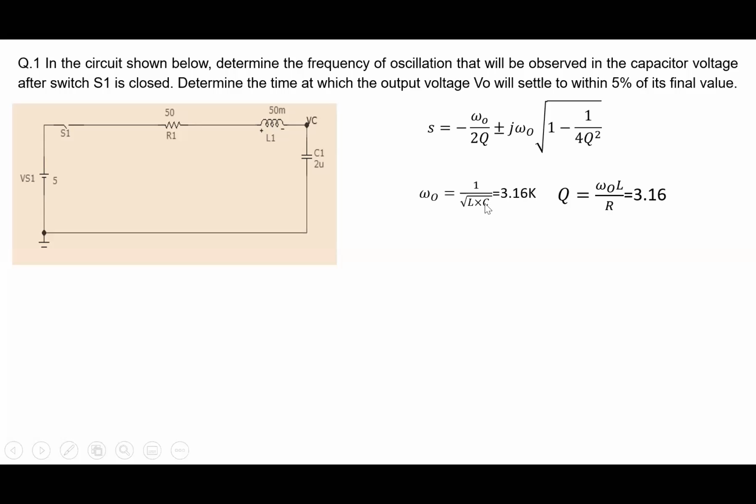So the standard expressions are there for omega naught and Q. The fact that Q is greater than 0.5 means that it will exhibit an oscillatory behavior. Output voltage will not reach its final state in a monotonic manner here. This is the frequency, but the frequency with which the circuit will oscillate is this one. Omega 1 is omega naught times square root of 1 minus 1 by 4Q squared. Normally Q is large, and therefore omega 1 is practically equal to omega naught. But if one wants to be more accurate, you can see the difference, 3.16 here and 3.12 here.